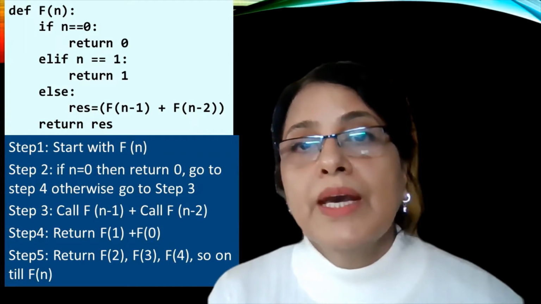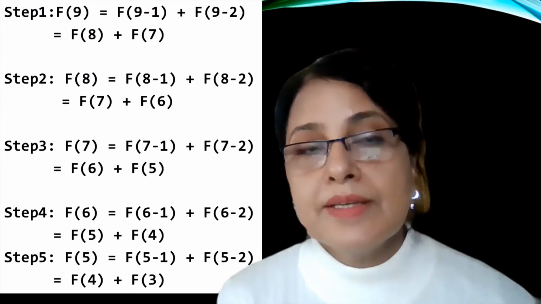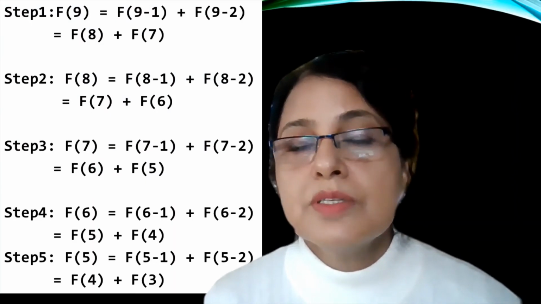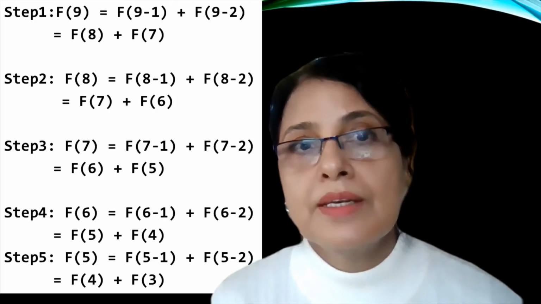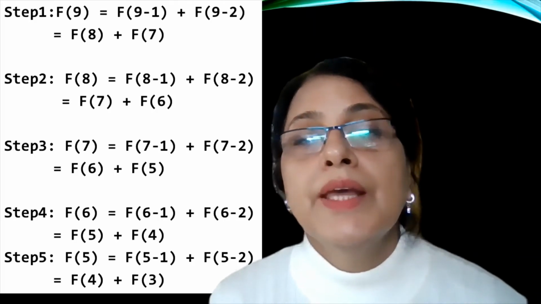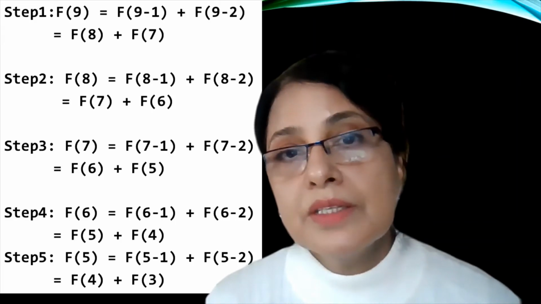So let's look at this with an example. Suppose we have n as 9. So we start with the first step, F9. We'll give a call to two functions, F8 and F7, which will then give a call to F7 and F6, and F6 and F5.